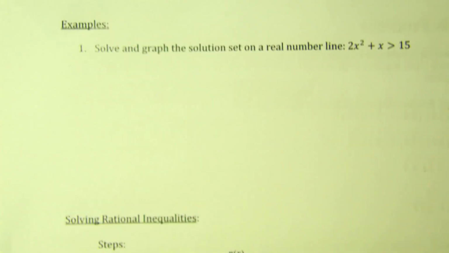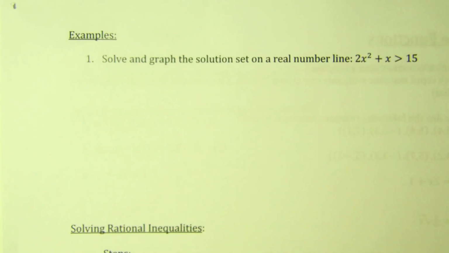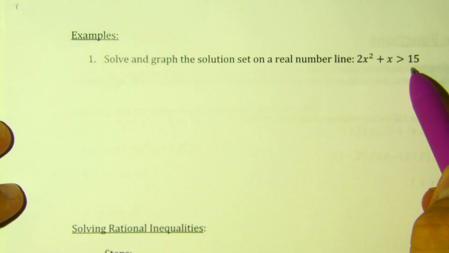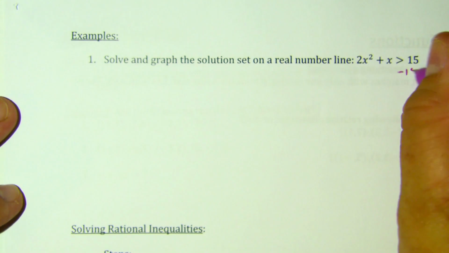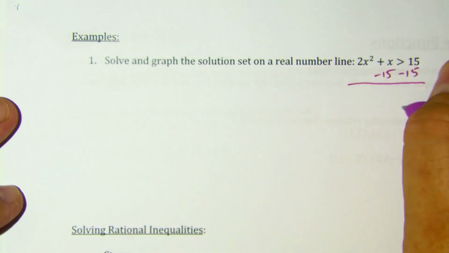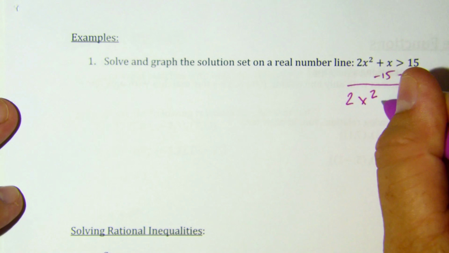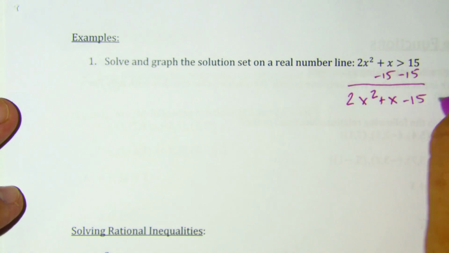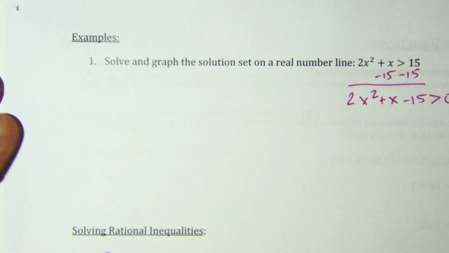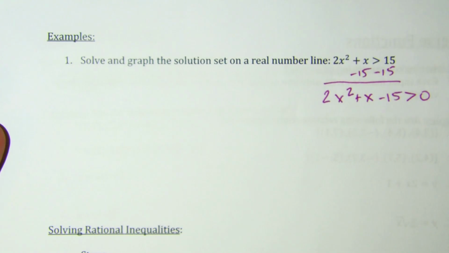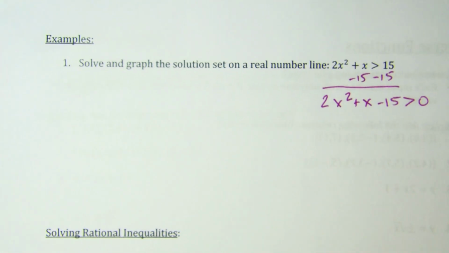In this first example, we have a polynomial where it is not set equal to 0 right away. So the first thing we need to do is get this set equal to 0. So I'm going to go ahead and subtract 15 from both sides. We have 2x squared plus x minus 15 is greater than 0. And I'm glad the color kind of changed there. It was looking kind of yellow, but now the paper looks white again.